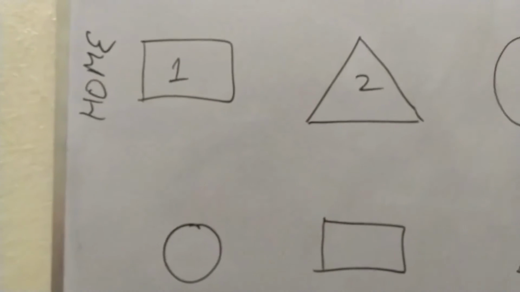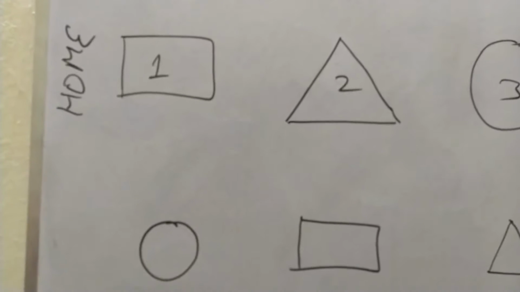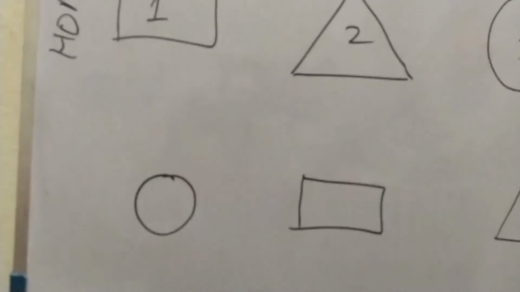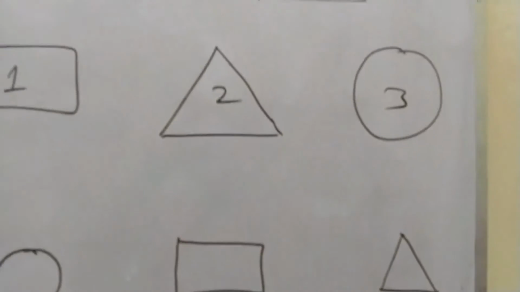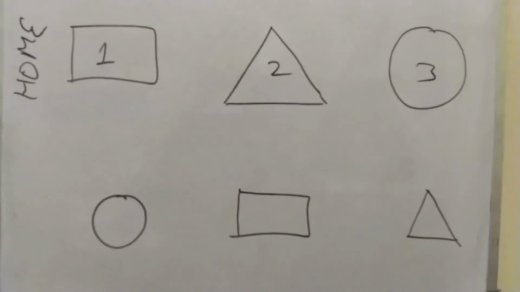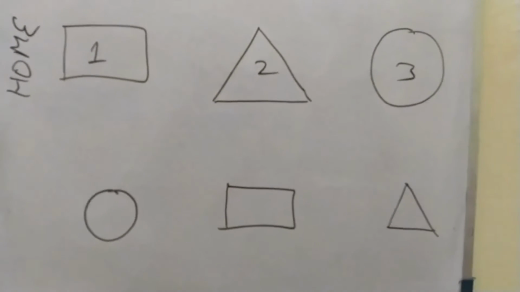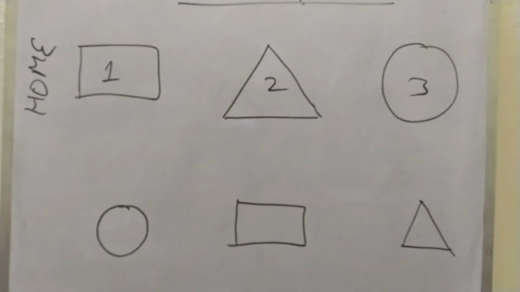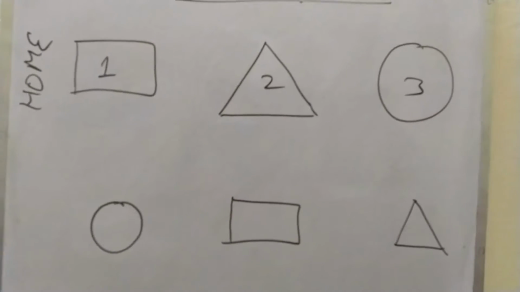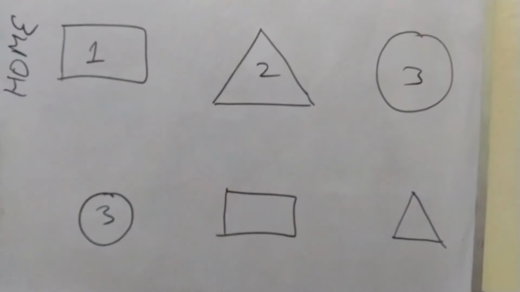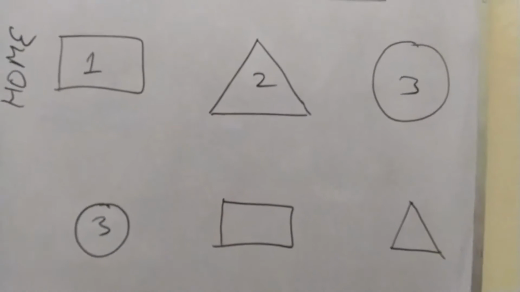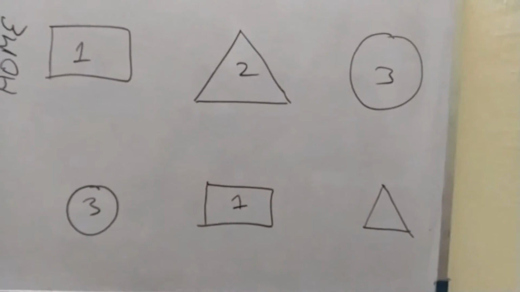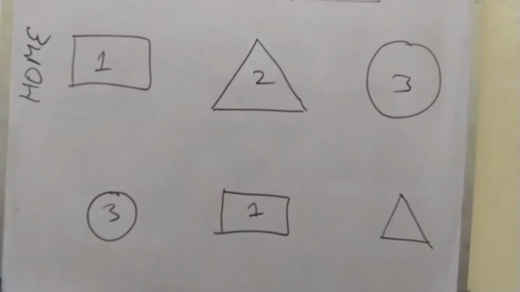Now basically these are the homes. This triangle, rectangle, and the circle are the homes, and each shape needs to go back to its respective home. So now you have to tell me which shape will be going to which home. Yes, the circle will be going to home number 3. The rectangle will be going to home number 1. And the triangle will be going to home number 2.